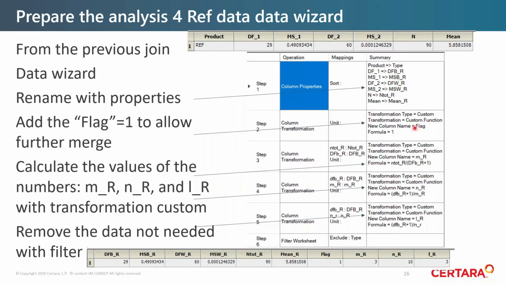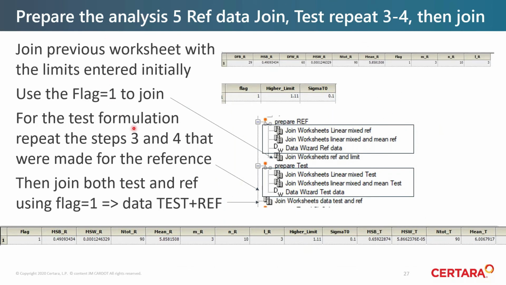Later on, you make the calculation to calculate M, and the M is nothing more than the total number divided by the degree of freedom of B R plus 1, and that is directly calculated. I'm going to include here also something which is very important, which is my flag equal to 1, which is going to be my key to merge everything together later on. Then I am going to make the same thing for the test. And I am going to have at the end something which is going to be the join of the test and reference, and I'm going to have a huge line like this one.